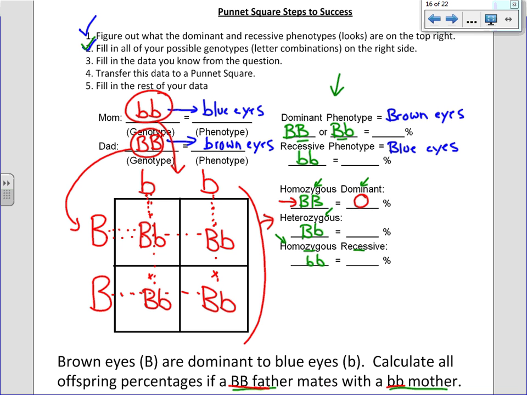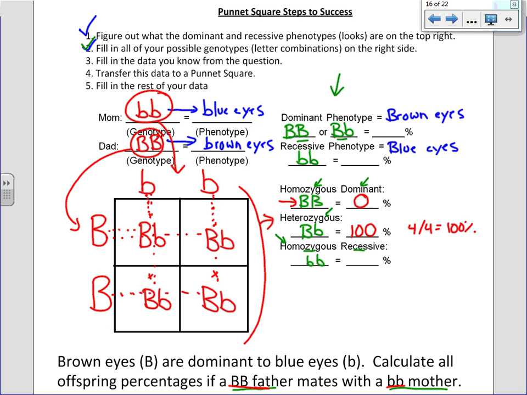The next one is heterozygous. How many of our 4 squares are big B, little b? In this case, it's 4. So 4 out of 4 is 100%, which means the heterozygous genotype is represented 100% here.